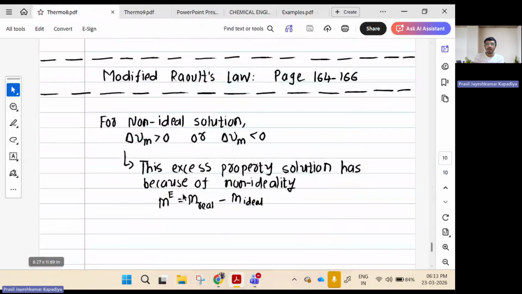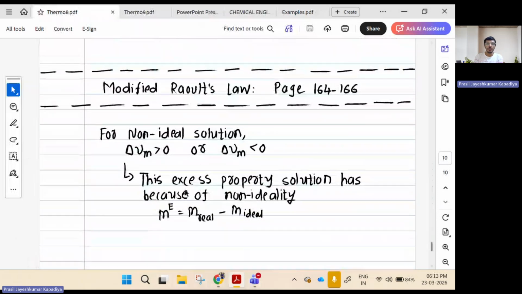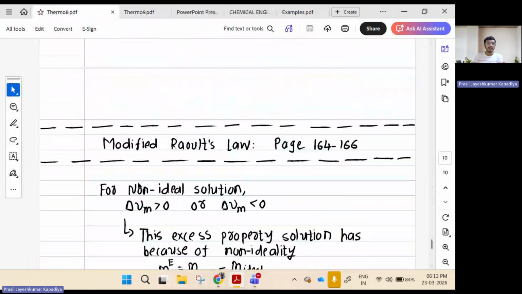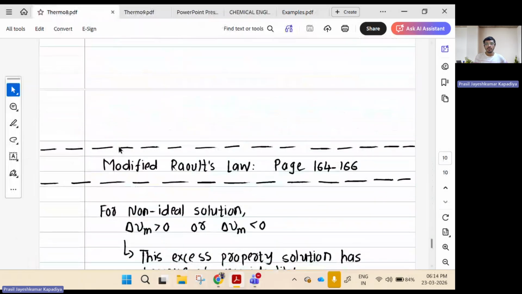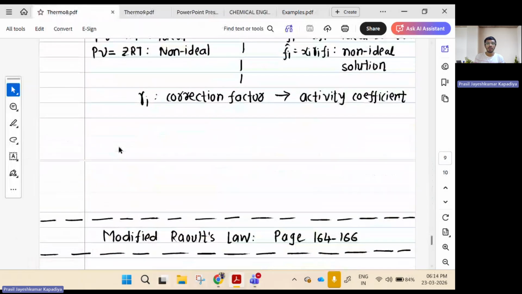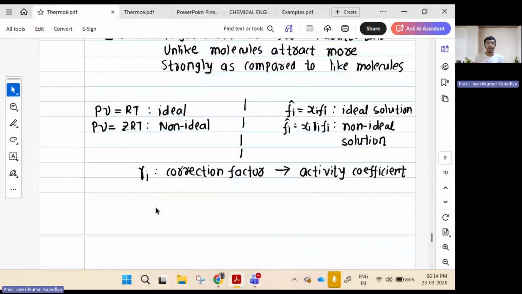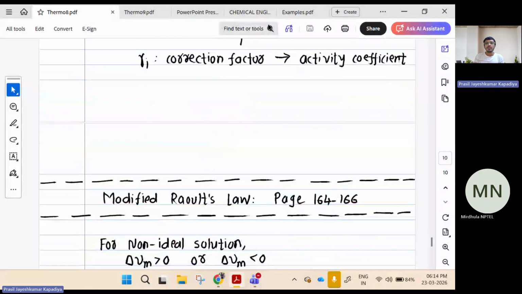So we define one more property that is called excess property. The solution exhibits it because of the non-ideality of the solution, and it is defined as its real value minus its value if it were ideal. This excess property we will have a look at further. So let's first try to understand what my modified Raoult's law will be when I am adding the correction factor gamma I.